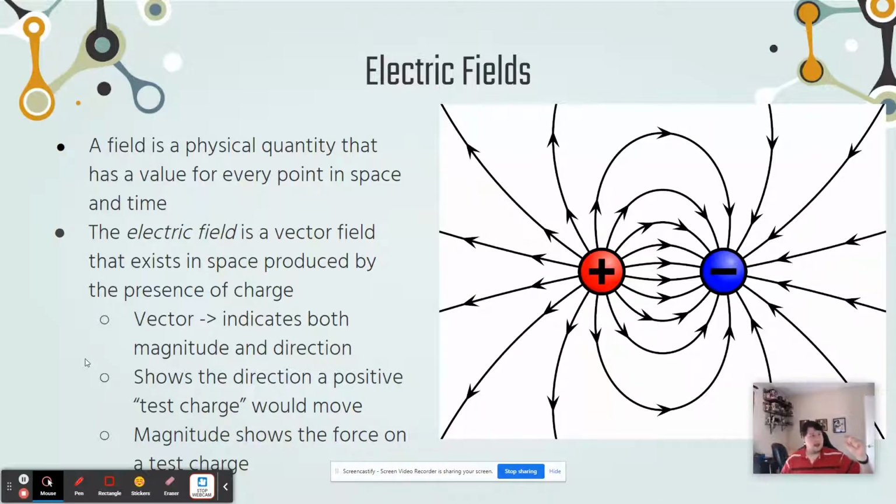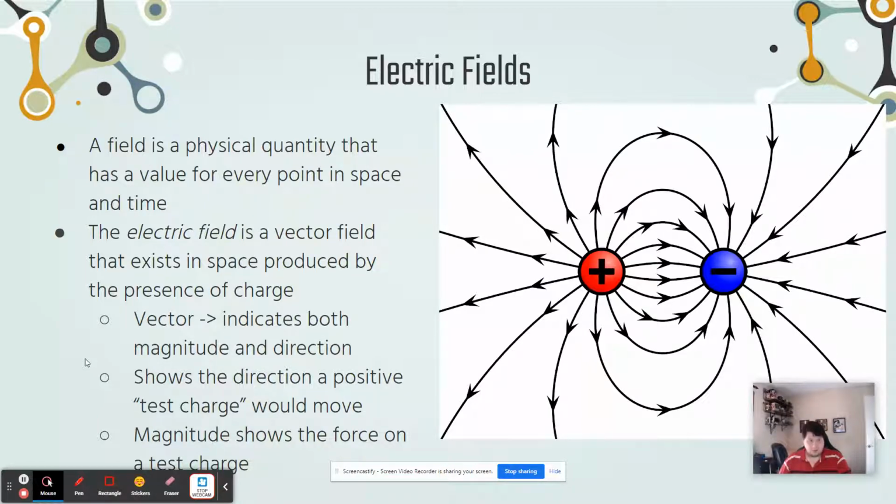If you have a positive charge somewhere, you would need to know what's the other charge in order for you to calculate the force between the two. Electrical fields are a way for us just to consider the one charge by itself and what effect it would have on anything in space. So the electric field is a vector field that exists in space produced by the presence of charge.